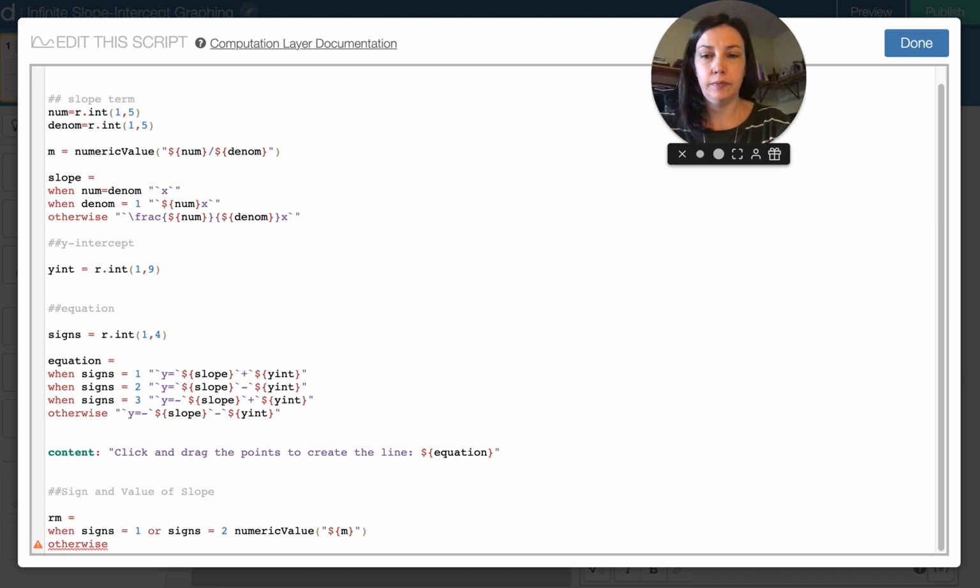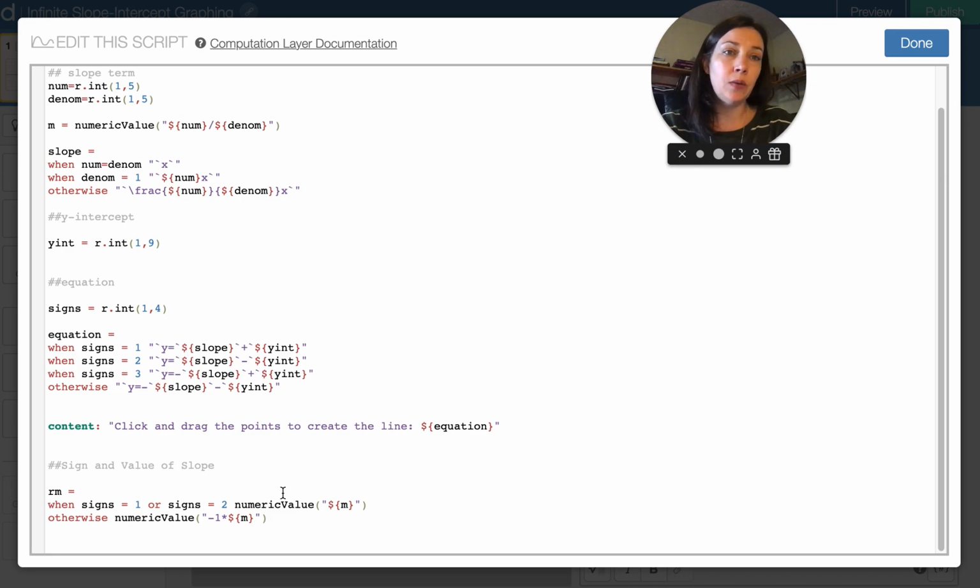Otherwise signs, this random number 1 to 4, would either be 3 or 4, meaning the slope is negative. So it would be the numeric value if I take -1 times M. And then remember to close your quotation marks. Okay, so now I have the real slope. It includes the numeric value of the slope and it includes the sign now. So that's great. Okay.